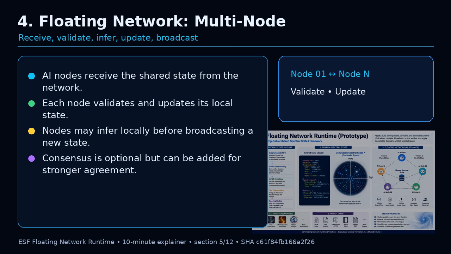The floating network layer turns a single runtime into a distributed architecture. Each AI node receives the shared state, validates it, and updates its own local model. A node may then run inference, or interpretation, and broadcast a new state back to the network. This creates a floating shared spectral state, not locked inside one machine, but circulated among multiple participating nodes.